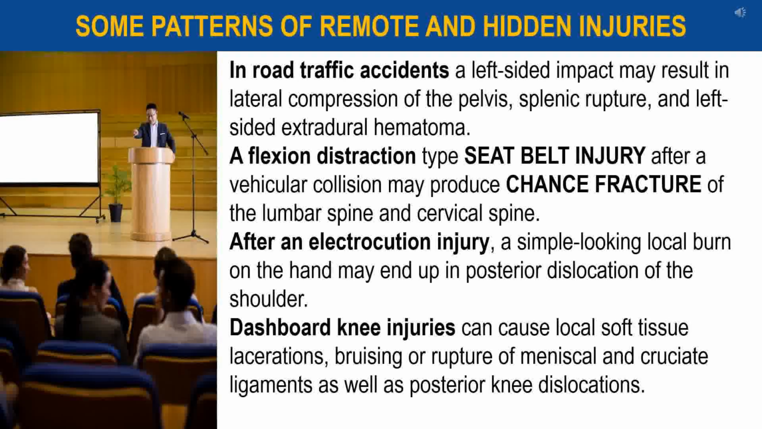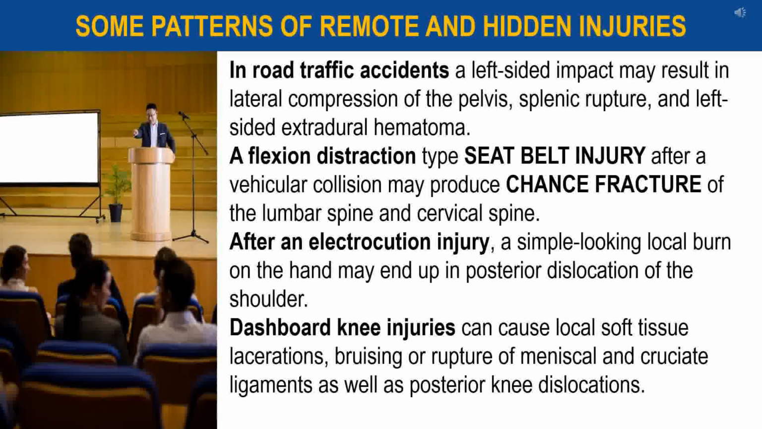In road traffic accidents, a left-sided impact may result in lateral compression of the pelvis, a splenic rupture, and left-sided extradural hematoma. A flexion-distraction type seat belt injury after vehicular collision may produce chance fracture of the lumbar spine, duodenal rupture, knee dislocation, popliteal artery injury, head injury, and cervical spine fracture. Due to sudden and fast deceleration, the spine forcibly flexes over the lap seat belt, resulting in the distraction of the middle and posterior elements of the spine.